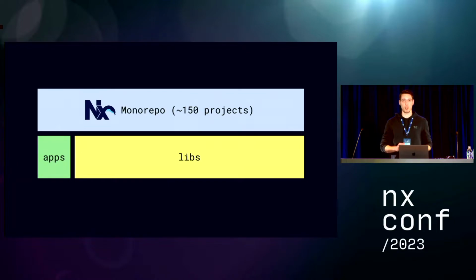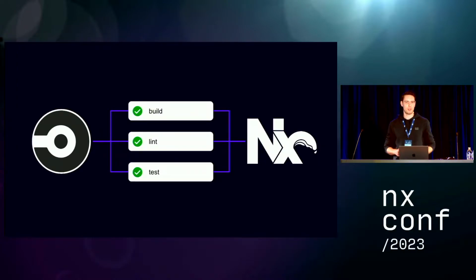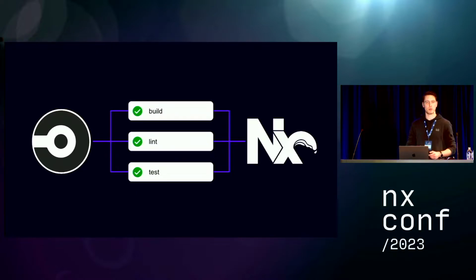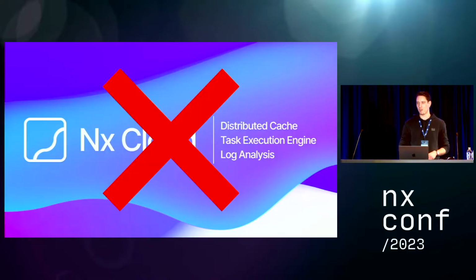Our experience begins with an Nx monorepo. At this time, it has around 150 projects. Our CI/CD setup: CircleCI is our provider. As for our pipelines, well, they do a lot of things. For the sake of simplicity, let's focus on 3 tasks that we run frequently: build, lint, and test. And for those 3 tasks, we use Nx Affected, because we don't want to do all the things for all the projects every time. And at this time, we do not have Nx Cloud.